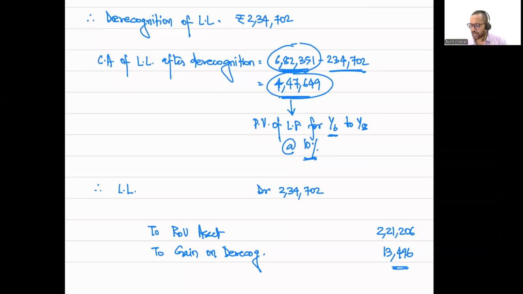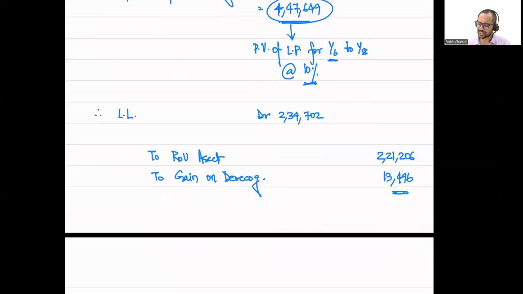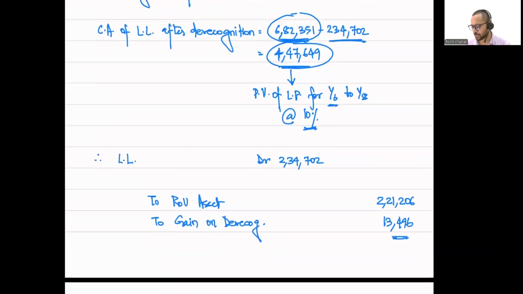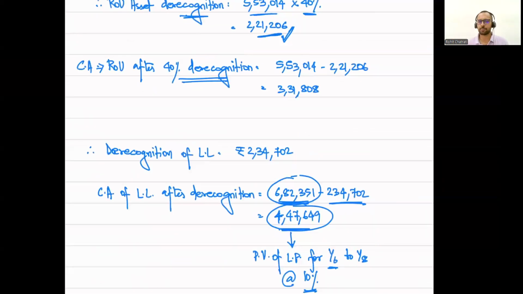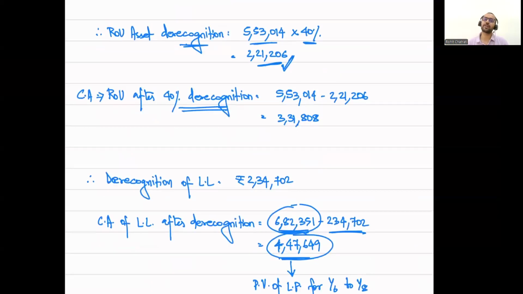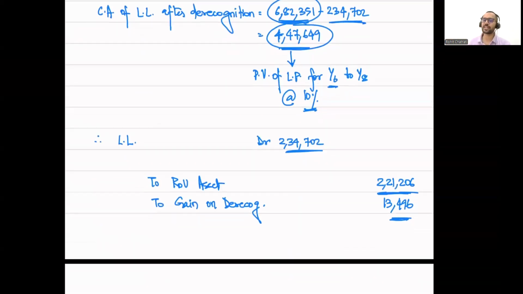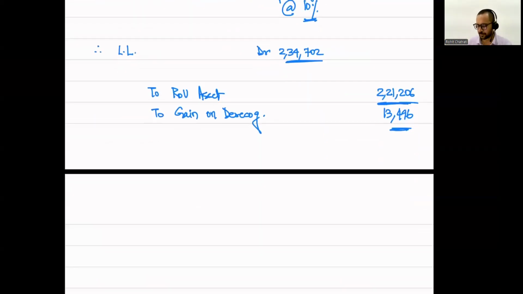All right. So then we had the derecognition entry as lease liability debit with the derecognition amount of lease liability. We credited ROU asset with the derecognition amount against ROU asset, and the gain on derecognition was a balancing figure. ROU asset derecognition, we calculated the same way as in the previous example, wherein we took the carrying amount and multiplied it by 40 percentage. The only difference was about the derecognition of lease liability.